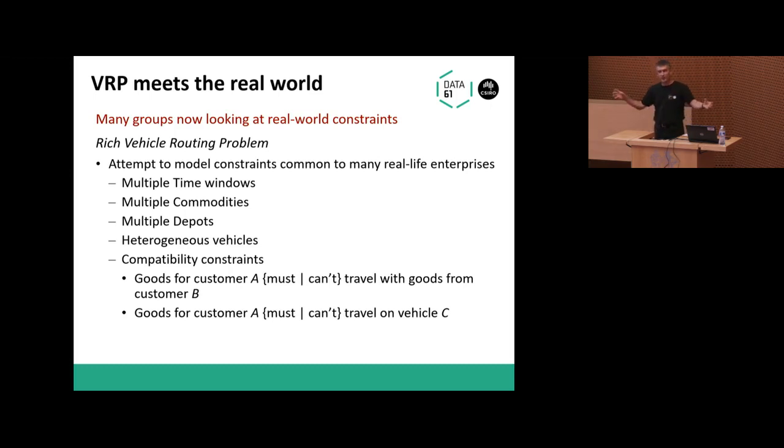Multiple depots. So I've got trucks. I might have 2 or 3 depots in my city, and so working out which depot to use to serve a customer becomes a part of the problem. Different types of vehicles running out of those different depots, and compatibility constraints. So this is the kind of thing that says I don't want to take petrol and food on the same truck, or if I have picked up this person in this vehicle, their mate has to travel in the same vehicle as well.